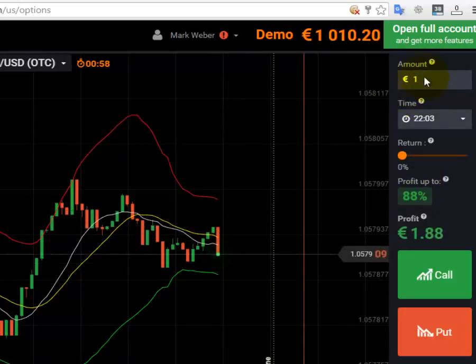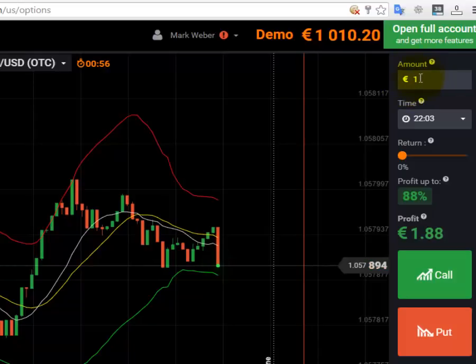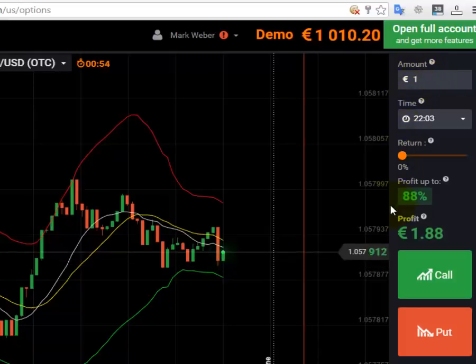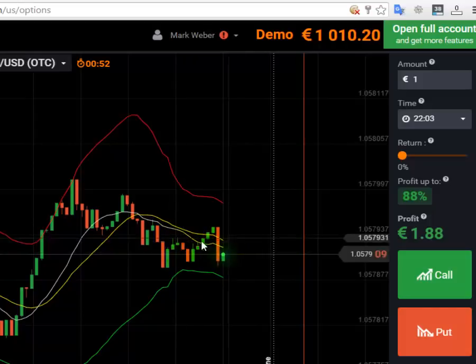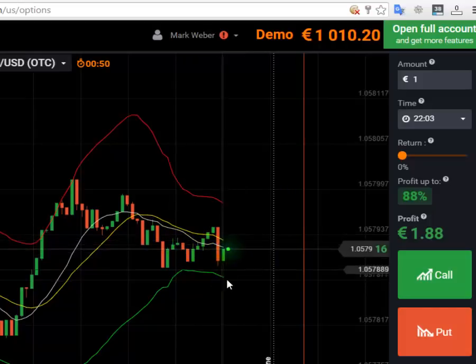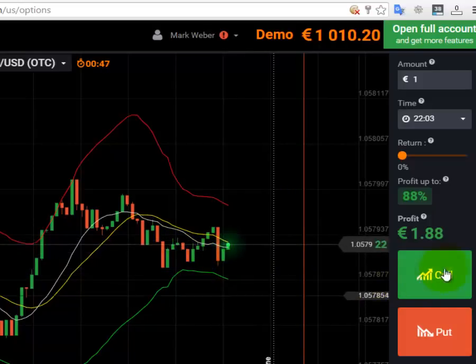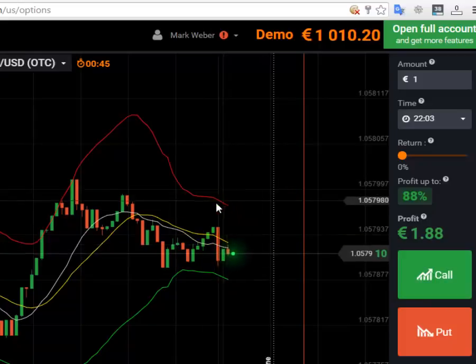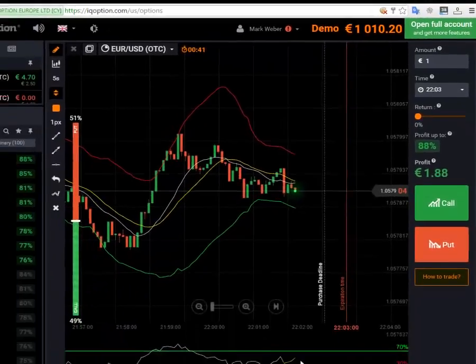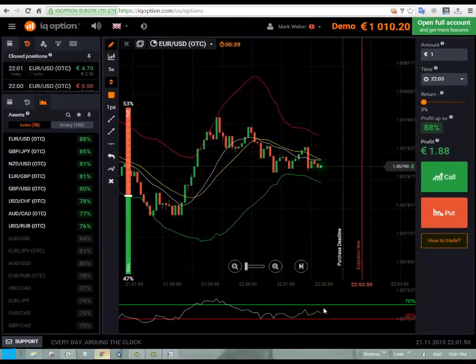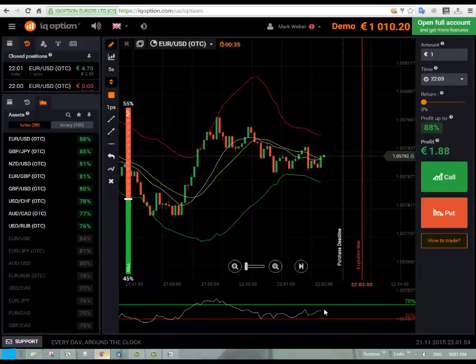Again, we are preparing ourselves with a 1 euro investment, and depending on the prices, if it hits the bottom line, we make a call. If it hits the upper line, we make a put. And also we are monitoring the RSI indicator to see about the trend first of all, and then if the asset is overbought or oversold.